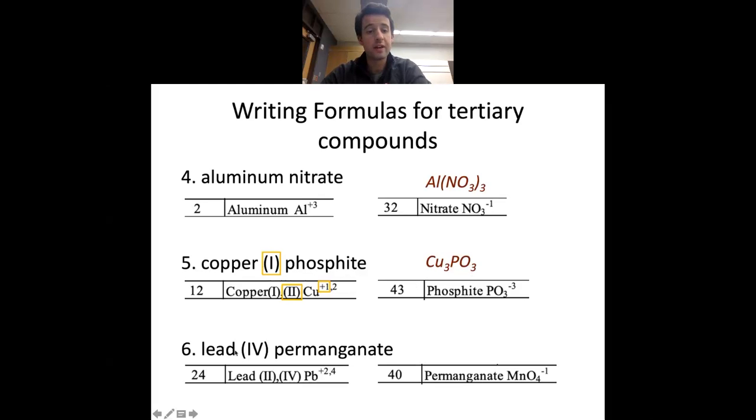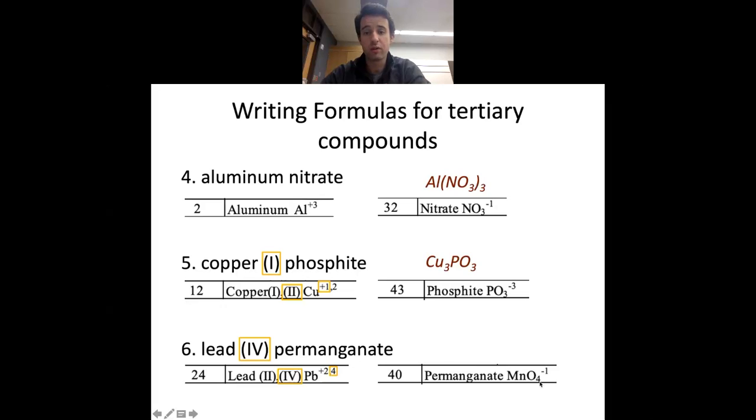For the last one, lead(IV) permanganate. Permanganate has a charge of -1. Lead, in this case, since it's IV, is going to have a charge of +4. That means we're going to need 4 of these MnO4s. So again, the Mn, the O, and the 4, all of those things together make permanganate. You couldn't just write down Mn. You couldn't just write down MnO. You have to write down MnO4.